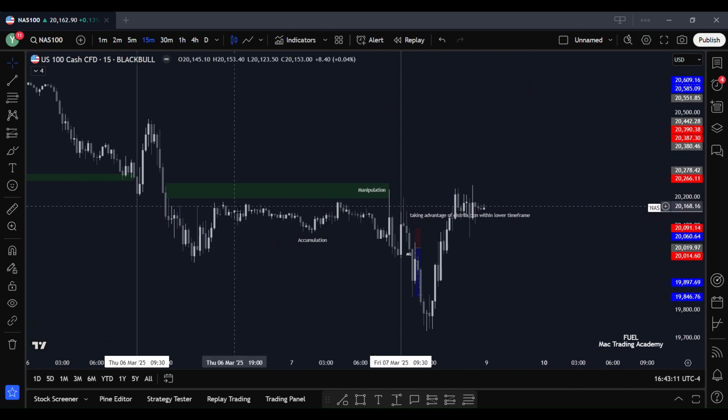This is just one of those ways, but this right here is a prime example of AMD. We have the accumulation phase right here, then we manipulate upside, and then we immediately drive towards the downside. Now, we don't have any imbalance in this distribution phase until we get to over here, and over here is where I took advantage of the pattern.